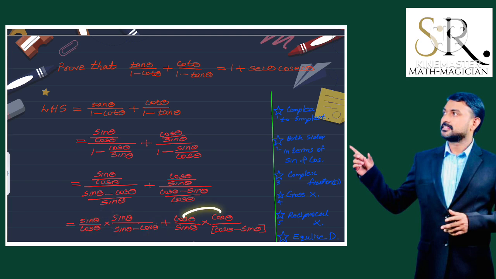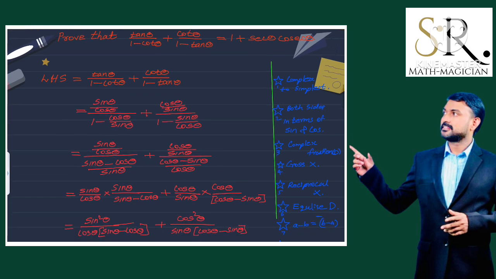Similarly, here cos into cos square theta. Sine theta into this, as it is, we can write. How did we get this sine square theta? We multiplied sine into sine. This cos is written here. This sine theta minus cos theta is written.